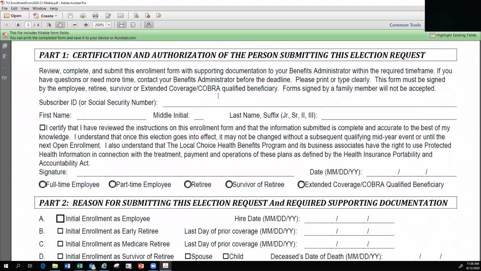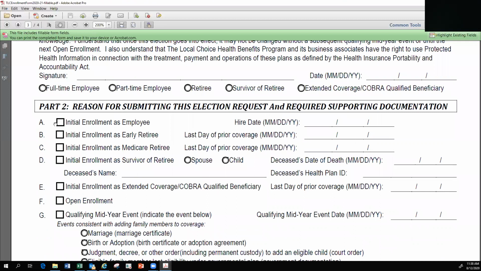So when you look at this form, you're going to go to the third page. You're going to be putting in your social security number, your name. You're going to be marking off that you understand that you cannot make a change until open enrollment. You're going to sign and date and then choose one of the following. In part 2, you're going to mark off letter A, and you're going to put in your date of hire. And your date of hire is your first day of work. It's not the day the offer is made to you. So your first day of work is what you're going to put here.